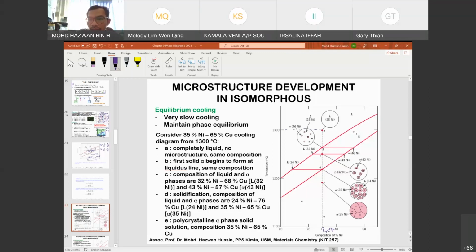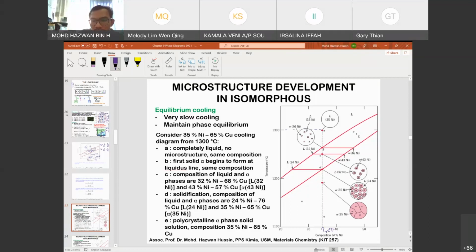Point A exists in a liquid phase, totally liquid. At point A, you will see completely liquid, no microstructure, because when it exists in liquid, it doesn't form any granules, any solid grains. So you cannot see anything. The microstructure will be clear. Composition will be the same as initial: L equals 35% of nickel.